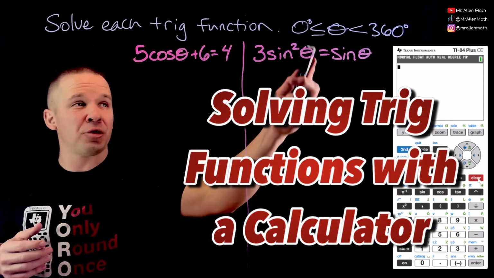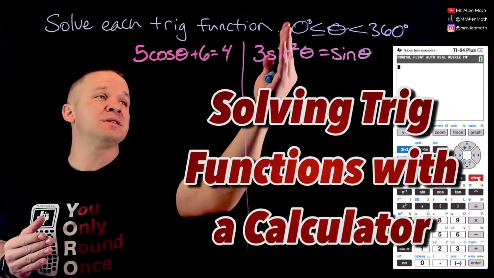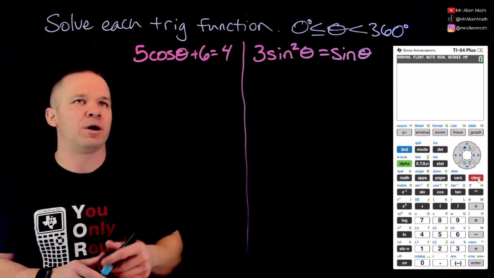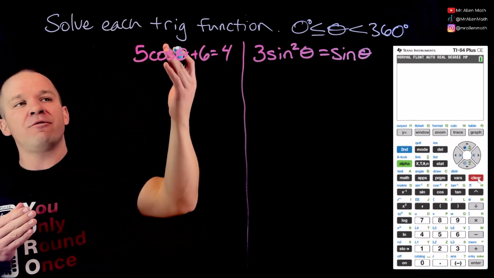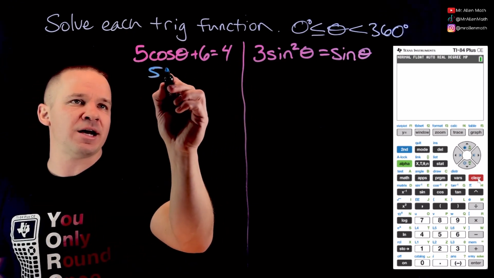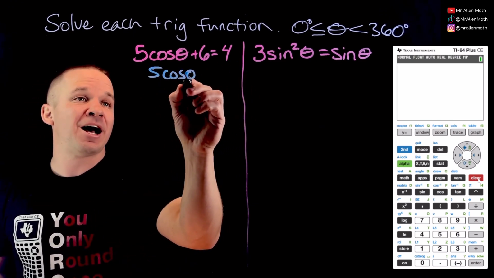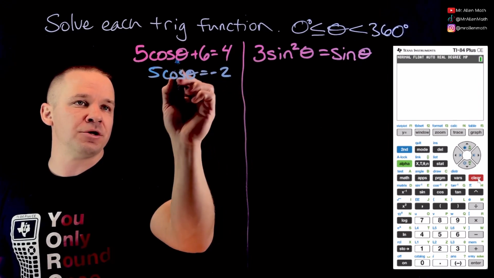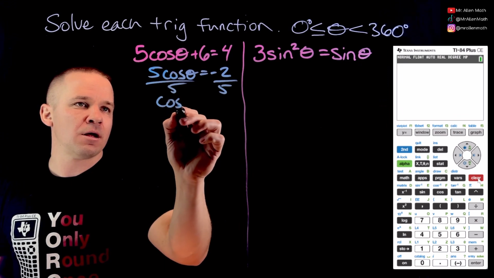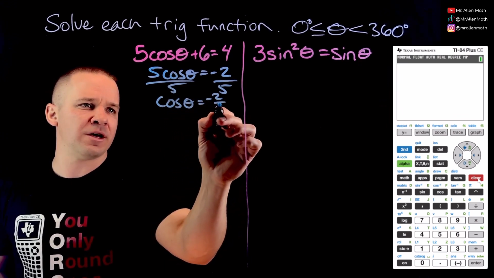For this one, our theta, our angle, is going to be bound between 0 and 360 degrees. So we are solving for theta in degrees in this one. All right, let's get after it. We got 5 cosine of theta plus 6 equals 4. So I'm going to subtract 6 to start isolating the cosine. We get negative 2. Divide by 5 on both sides, and I've got cosine of theta equals negative 2/5.